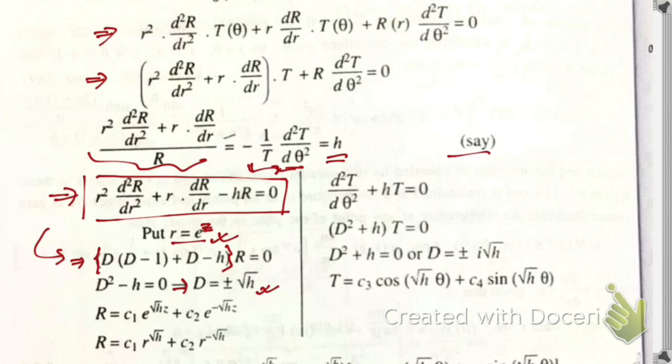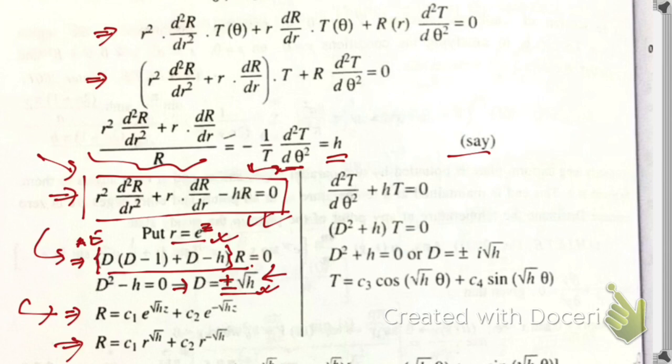So if this is the solution, then the value of r, the solution of this equation, will be given by the following. Here you see this is the auxiliary equation, right? If you solve it, you get these roots, and if you get the roots plus minus root over h, then the solution of this differential equation should be of this form. Hope you have understood this.